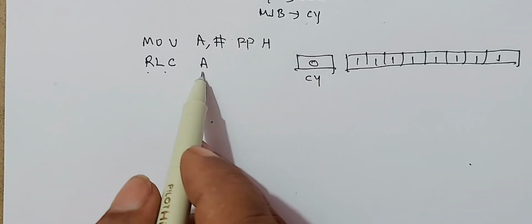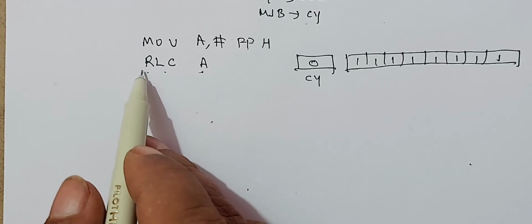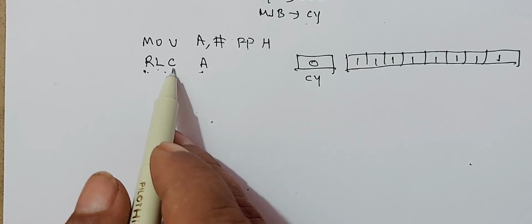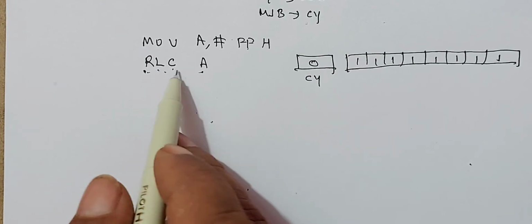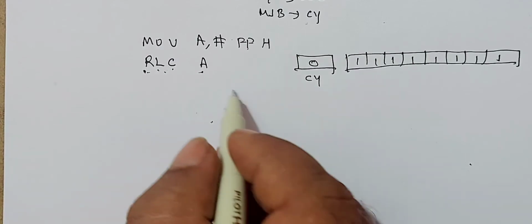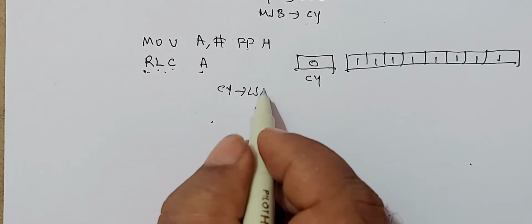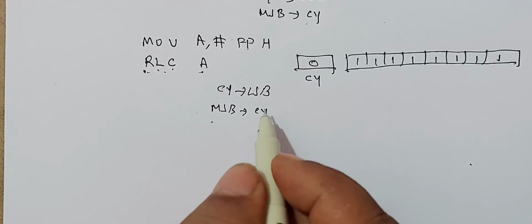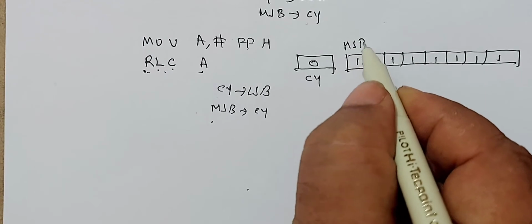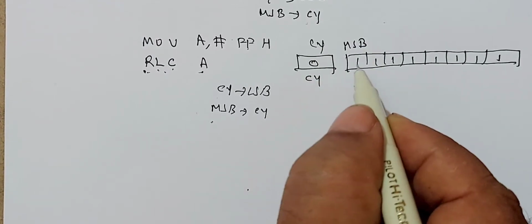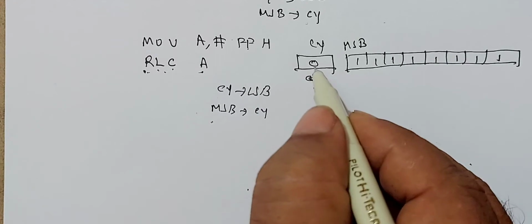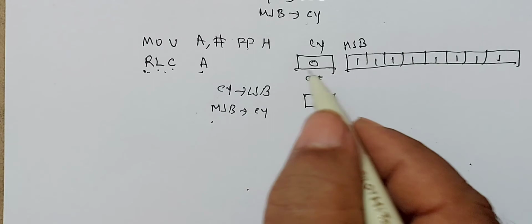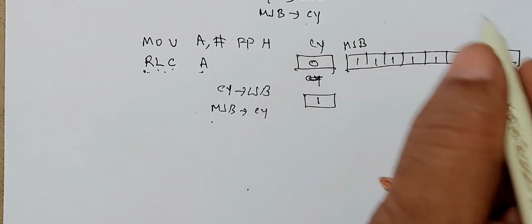In RLC, rotate the content to the left with carry. In this operation, carry goes to the LSB and the MSB goes to carry. This is our MSB. This is our carry. The MSB goes to carry. Therefore, here in this place, it becomes 1 because we are shifting to the left. This one goes to here. Carry goes to the LSB.